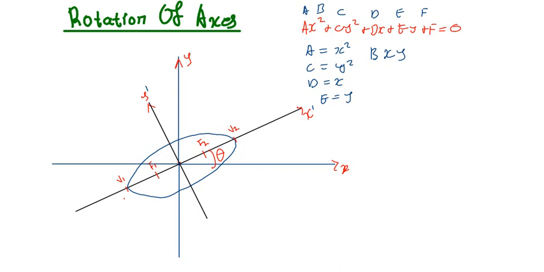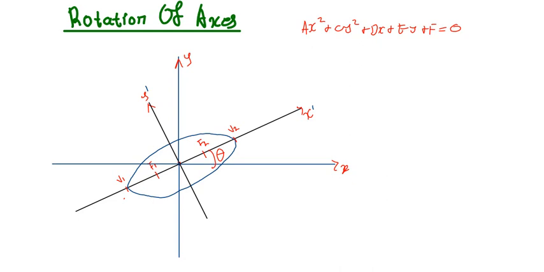When you're given an equation originally, if the conic section is not rotated, the b term is equal to 0. That's something that you always have to keep in mind. If the conic section is not rotated, the b term is equal to 0.